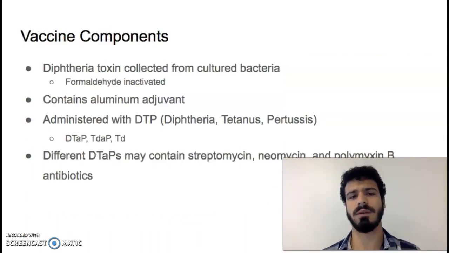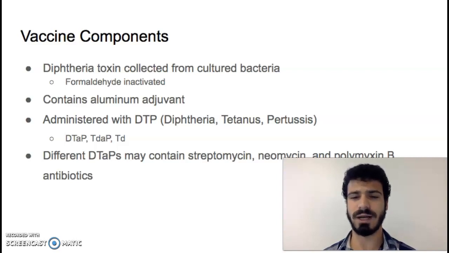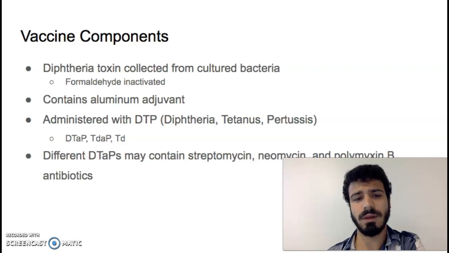So as far as the vaccine, the components include the diphtheria toxin. It's toxoid based. So the toxin is collected from cultured bacteria, and then it's inactivated through formaldehyde and heat, which makes it a toxoid. The toxoid is something that can be recognized by the immune system, but it doesn't cause the debilitating effects of the toxin. The vaccine contains aluminum adjuvant, and is administered with tetanus and pertussis most commonly.